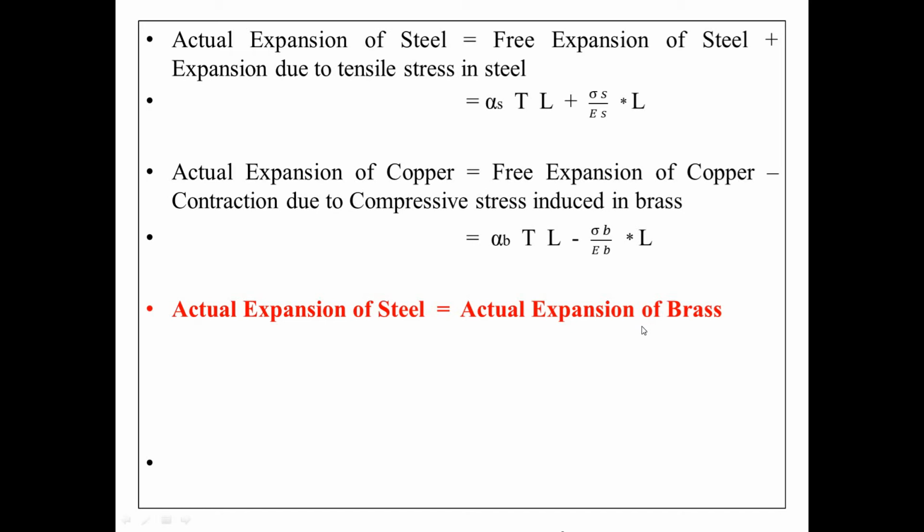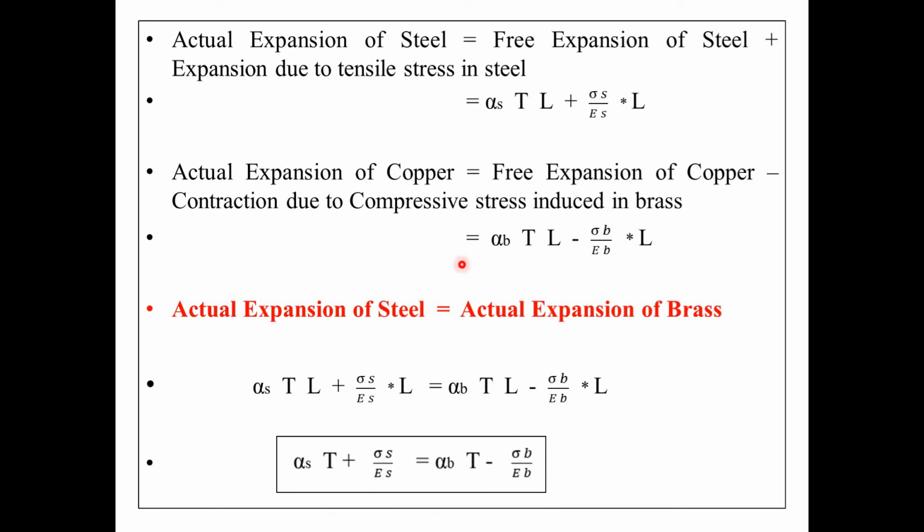Now, comparing these two, we have the formula alpha s T L plus sigma s by Es into L is equal to alpha b T into L minus sigma b by Eb into L. Removing the original length, L can be cancelled out. After cancelling L, we have alpha s into T plus sigma s by Es is equal to alpha b into T minus sigma b upon Eb.